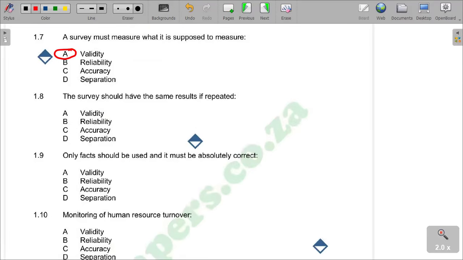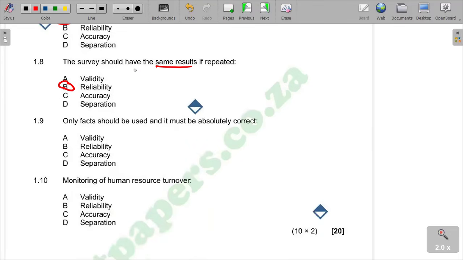Let's go to 1.8. The survey should have the same results if repeated. That's what you call reliability. The survey is supposed to be reliable. Meaning to say, when a test is measured repeatedly, it's supposed to produce the same results.